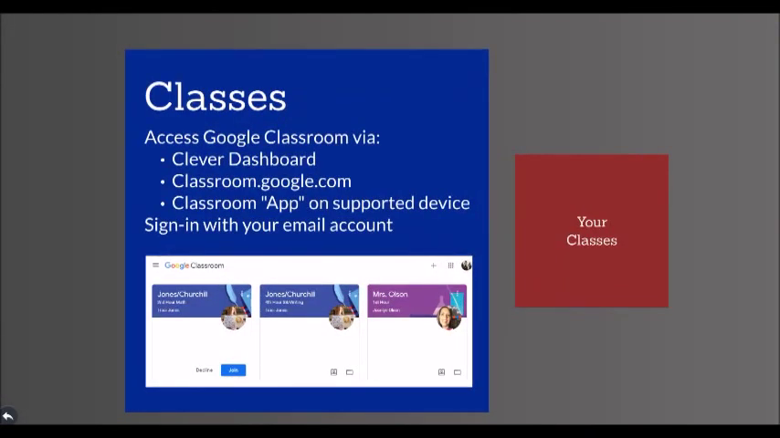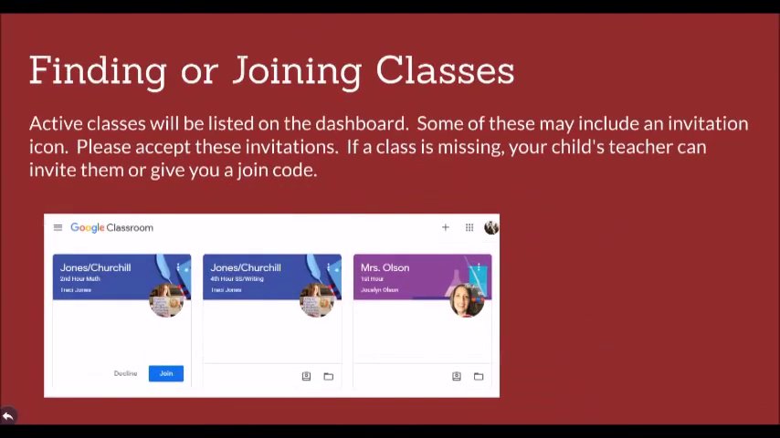You can access Classroom through the Clever dashboard, through classroom.google.com, or any of the devices that support the Classroom app. When students sign into Google Classroom, they should see a list of the classes they're enrolled in. If a teacher has sent an invitation, click the Join icon. If you don't see the classes that your student is enrolled in, click the plus sign.